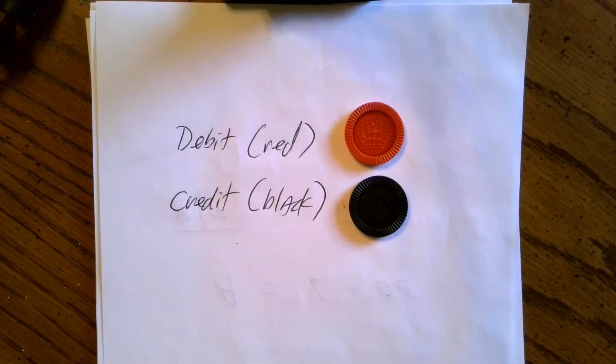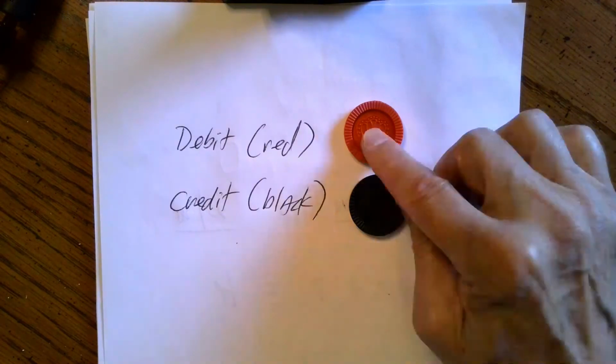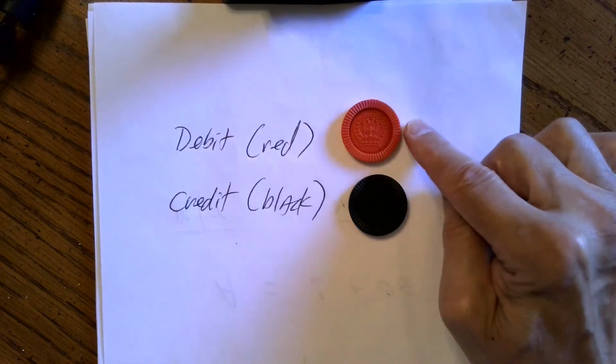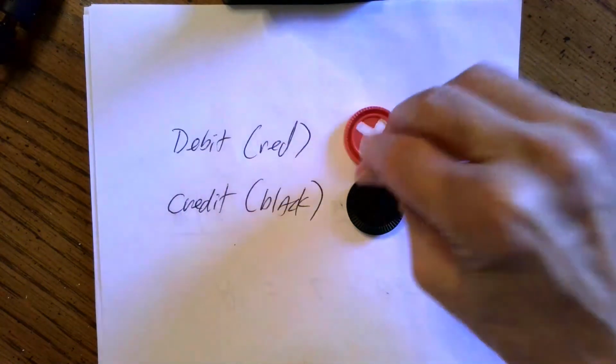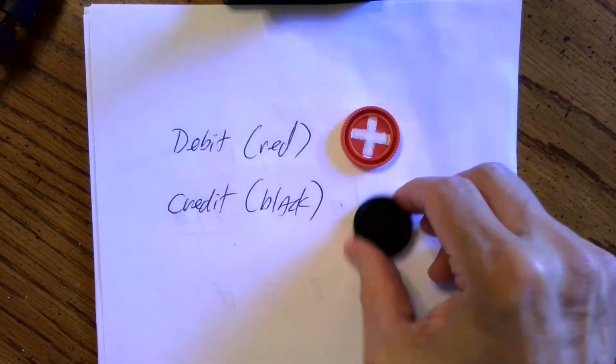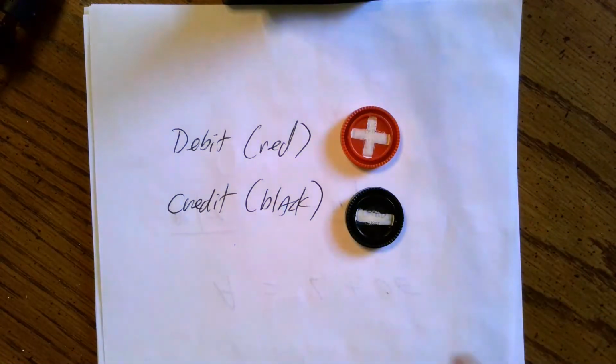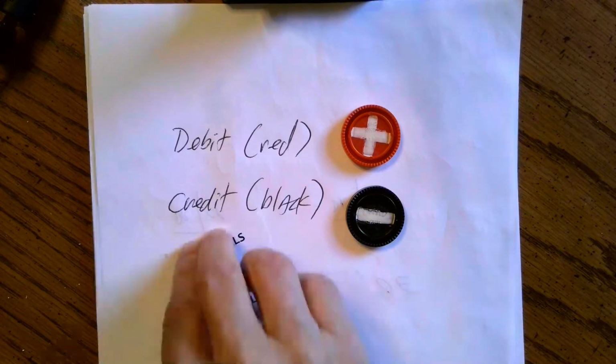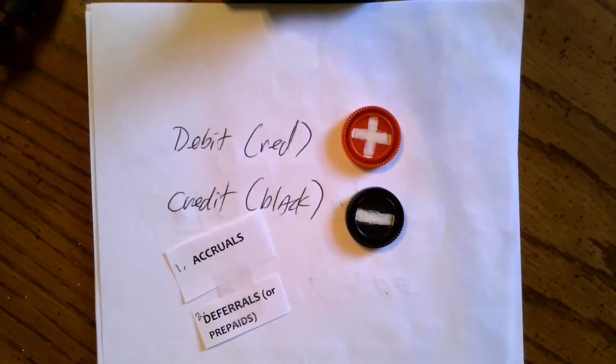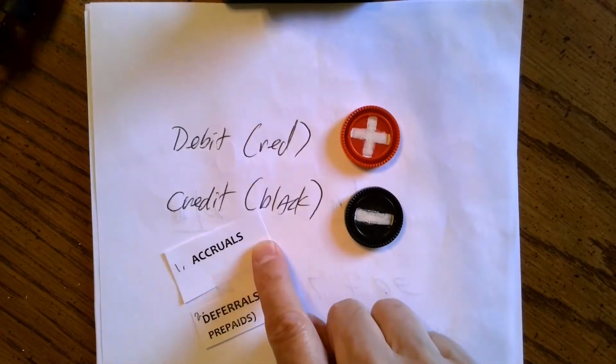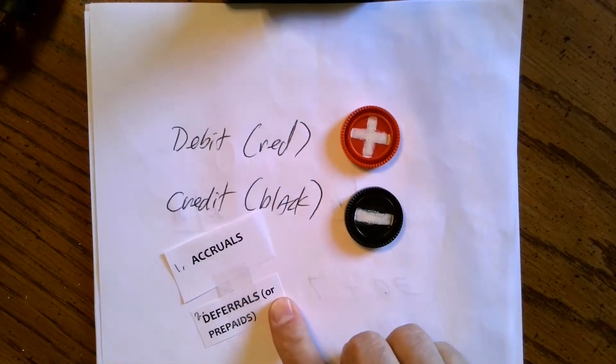I want to demonstrate some adjusting journal entries using the colors red for debit, black for credit. And you recall in the previous chapter, debits are always positive, credits are always negative, and so we'll use those colorations to describe our adjusting journal entries, two types: accrual adjusting journal entries or deferrals, sometimes called prepaid adjusting journal entries.